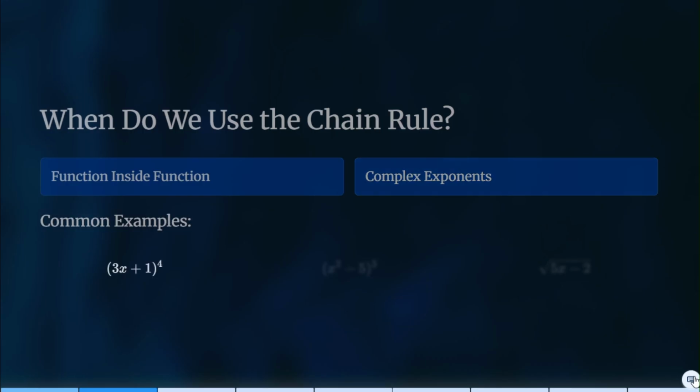Some examples include, let's say your function is 3x plus 1 raised to the power 4, or x squared minus 5 cubed, or square root of 5x minus 2.